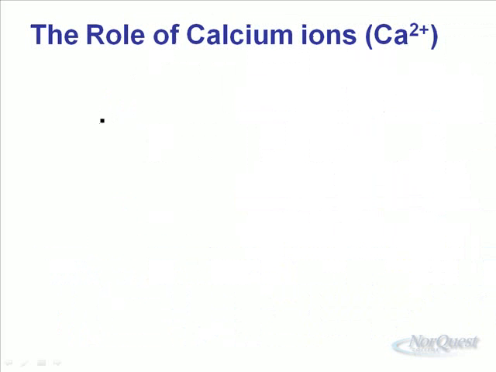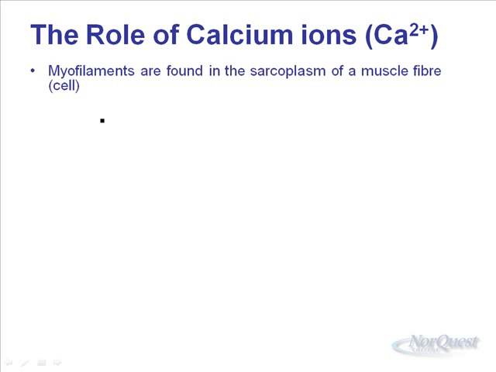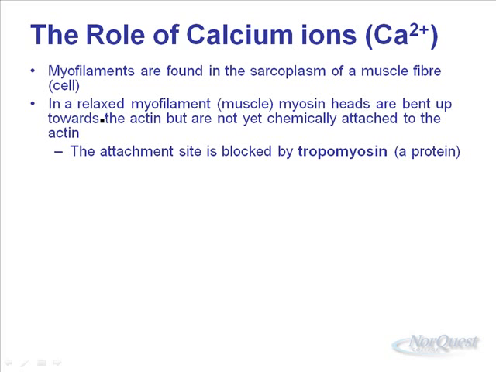Now we have to talk about how this all happens. There's a whole bunch of players in terms of how to make a muscle contract. If we didn't have a way of controlling it, our muscles would start contracting for no reason, and that wouldn't be a good thing. Or the muscle wouldn't contract at all when we wanted it to, and that would be just as bad. So the myofilaments are found in the sarcoplasm, and remember, sarcoplasm is the same as cytoplasm inside of a muscle fiber or a muscle cell.